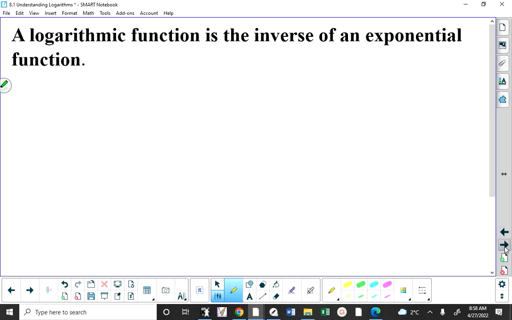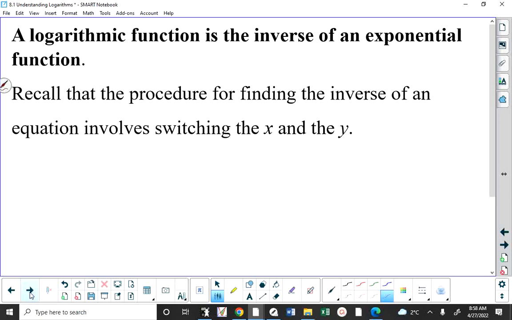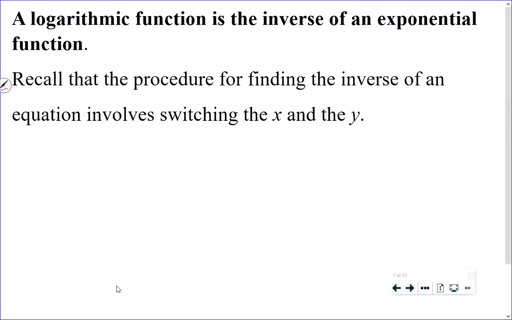So let's get started here with this. What is a logarithmic function? A logarithmic function is an inverse of an exponential function. So we've learned about exponential functions, and we've learned about inverses of functions. We learned about inverses of functions in the very first unit. And I'll remind you here that the procedure for finding an inverse of an equation or of a relation or of a function involves taking the x and the y and switching their positions.